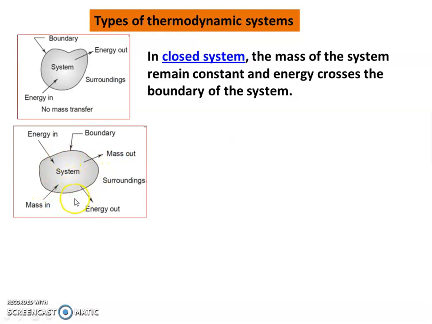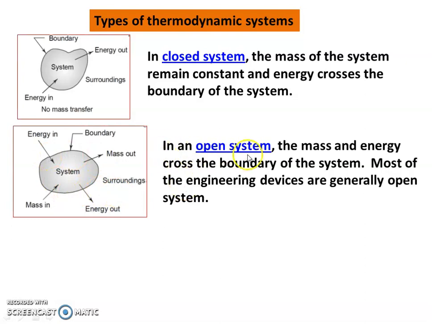Next you look at this diagram. There is a system, we have the boundary, we have the surrounding. Now in this diagram, mass in, mass out. So mass is crossing the boundary, mass is entering in, mass is leaving out. Energy in, energy out. Energy is entering in, energy is leaving out. So in this system, both mass and energy are crossing the boundary. That is called an open system. So in an open system, the mass and the energy cross the boundary of the system.